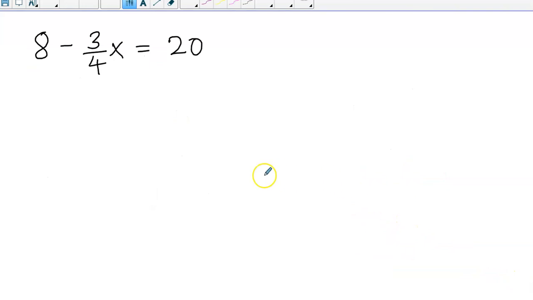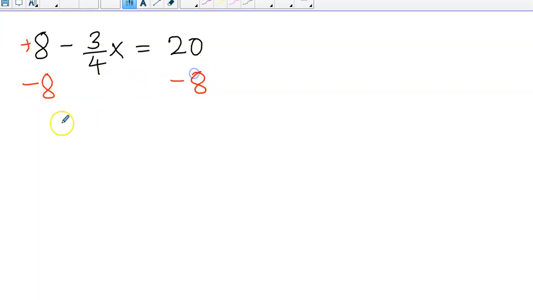Let us see another one. Here I have 8 minus 3/4 of x equal to 20. Alright, so do the same thing. I'll try to hold on to x on the left hand side, so the number 8 I'll cancel. There was no sign, so by default we say this is a positive 8. The opposite of positive 8 is negative 8.